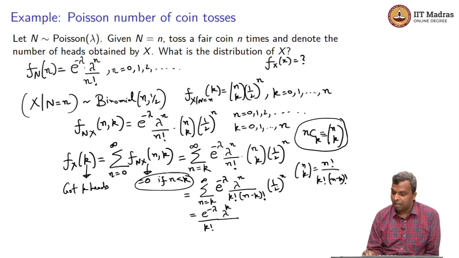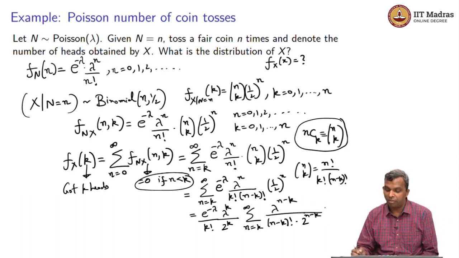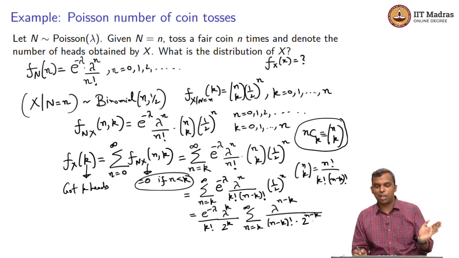And then even for this 2 power n, I am going to pull the 2 power k out and write this as summation n equals k to infinity lambda power n minus k by n minus k factorial times 2 power n minus k. So you can see what I have done here. I have pulled all the k part out and kept only the n minus k inside the summation. I am summing from n equals k to infinity. You can try writing it out differently. You will see this is exactly what you will get.